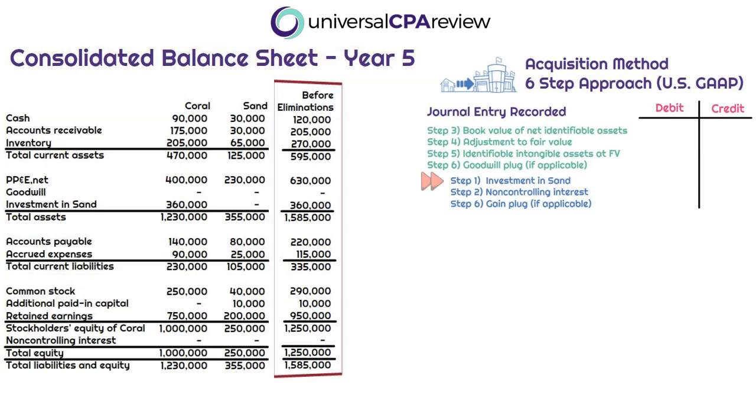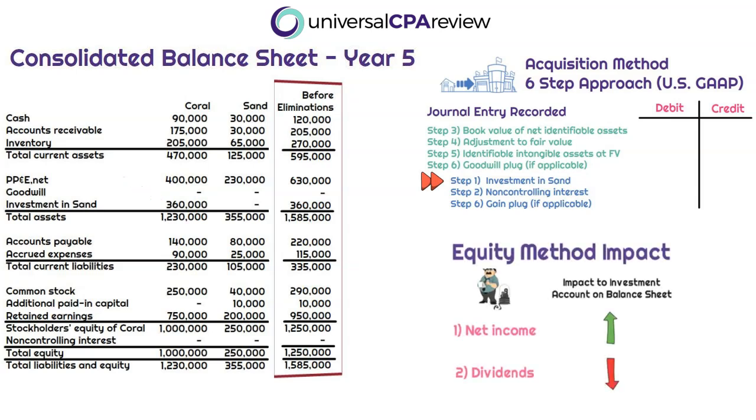So the first step is to eliminate that investment in Sand. And we can see from our balance sheet that the amount is $360,000. Well, under the equity method, a company would increase or decrease their investment in that company based on the share of net income or loss or any dividends paid, right?